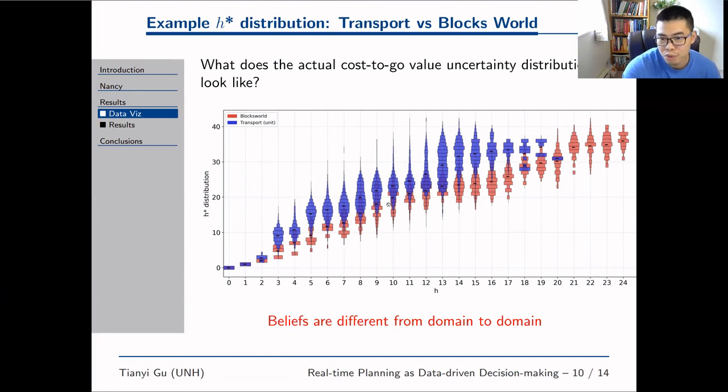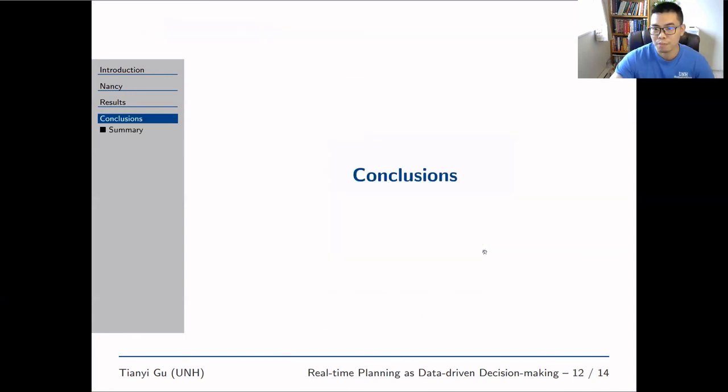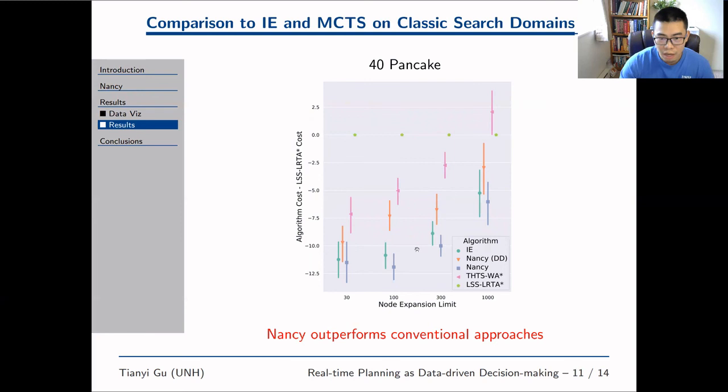Given those distributions, we can plug them into our search to guide the search. Here is an example of the search algorithm results. We compare the algorithm against the conventional A* and RTA* approaches. We also compare Nancy against other methods that take into account value uncertainty. For example, THTS is a variation of Monte Carlo tree search adapted to deterministic domains. Interval estimation is another approach. The lower the cost, the better. As we can see, Nancy performs well in this domain. We also have results in other domains in our paper.